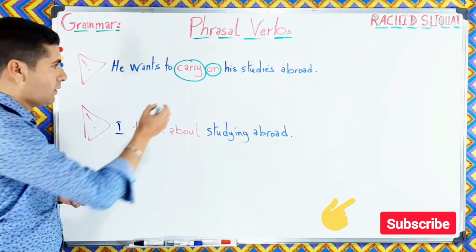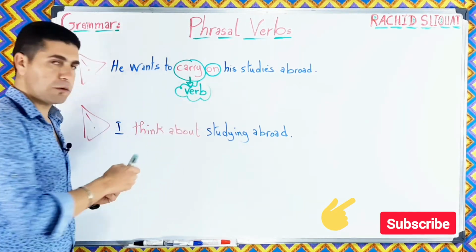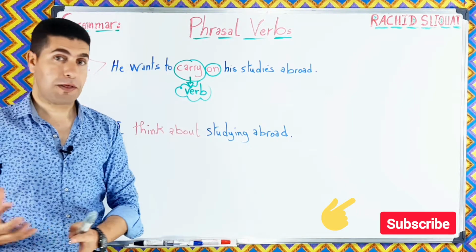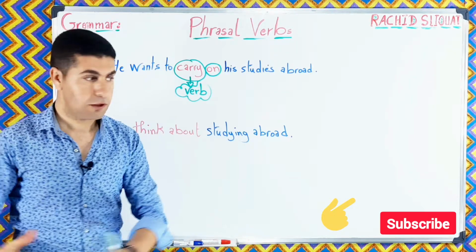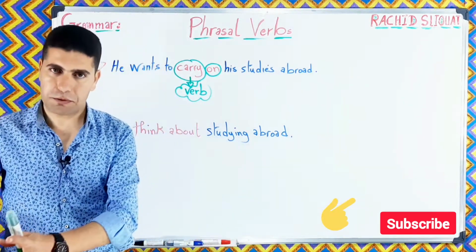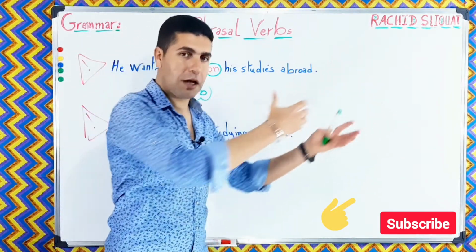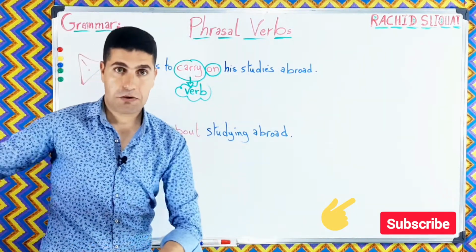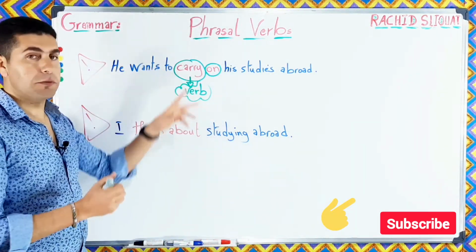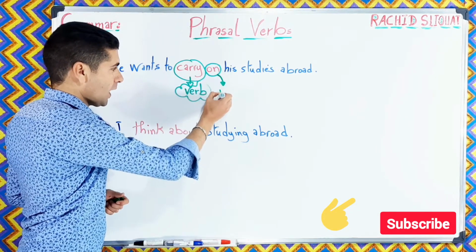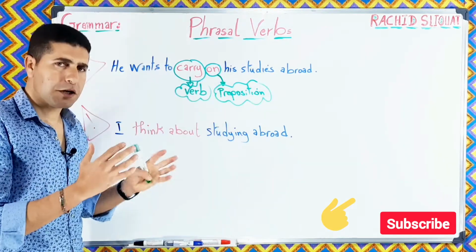Now, carry is very simply a verb, a verb that perhaps you know. Carry means to take something from one place to another place. For example, to carry a table from this place to that place, or to carry a box or a bag from one place to another. That's what we mean by the verb carry. And on is a preposition, okay?